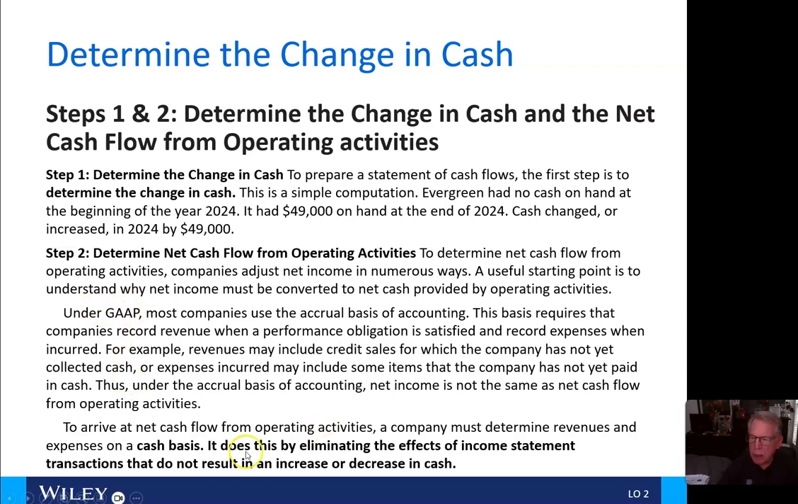That looks like a good place for us to stop this video. And when we return, we'll take a look at completing this cash flow from operating activities. Until that time, bye for now.